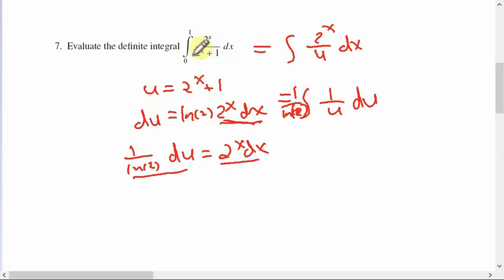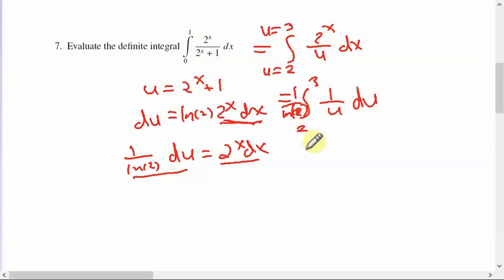Now my limits of integration, I can figure those out by plugging in. So my lower limit, when I put in 0, that's 2 to the 0, that's 1 plus 1. So that's going to be u equal 2. And when I put in the 1, that's 2 plus 1, that's going to be 3. So from 2 to 3. Now everything's in terms of u, and so I don't have to convert back or anything.